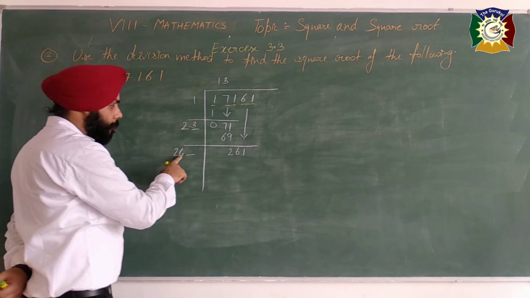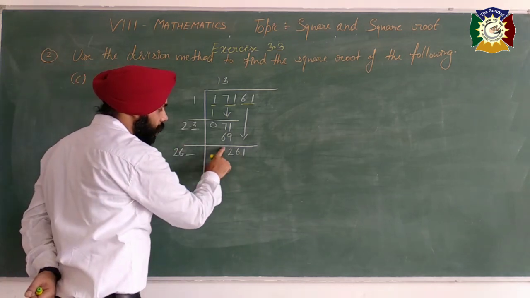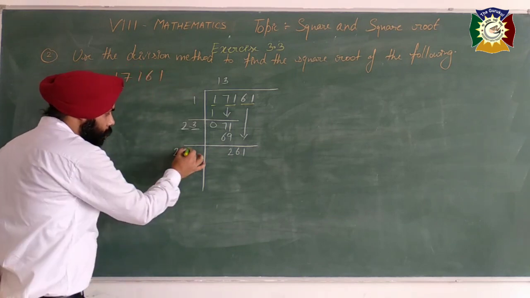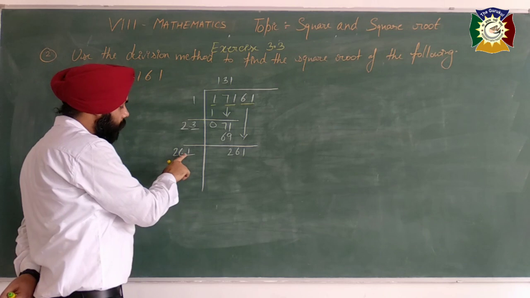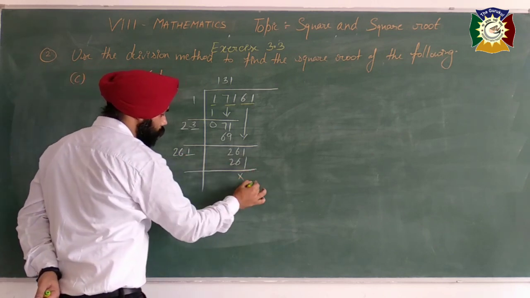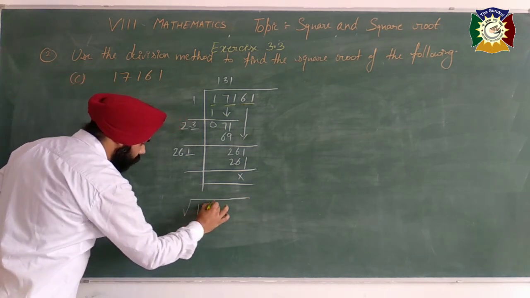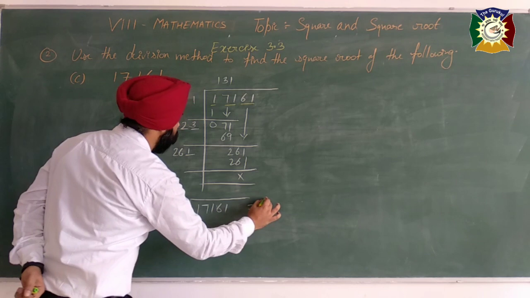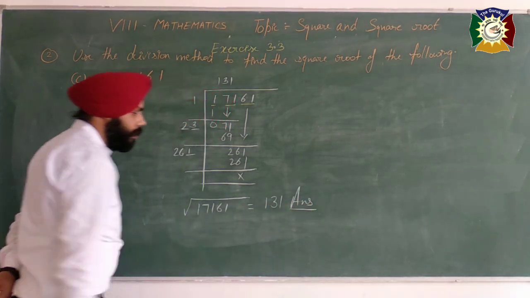Now in place of this unit, we take a number equivalent to this. I choose 1 here. So it becomes 261 multiplied with 1 because I take 1 here. So it becomes 261, and our process stops here. And the square root of 17161 is equal to 131. That's our answer.